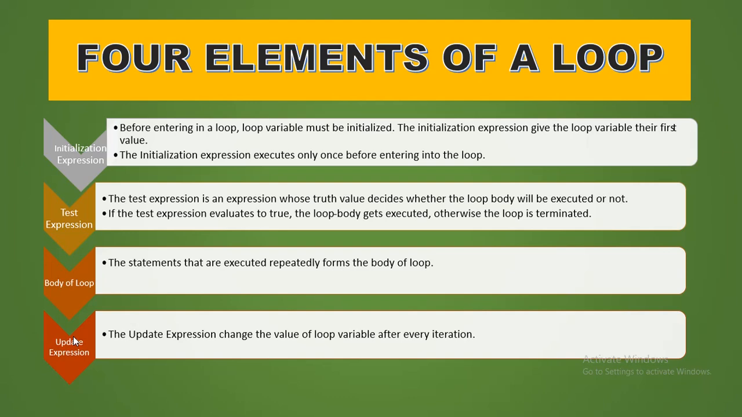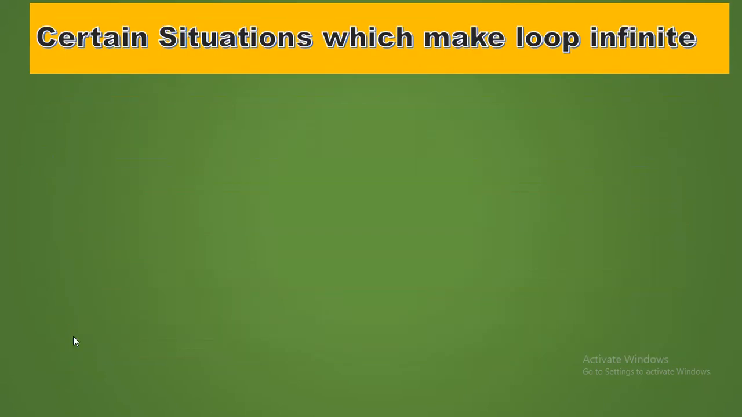Test expression means we have to check every time a test expression or a condition. If that condition evaluates to true, loop body will get executed, otherwise the loop body will get terminated. Body of loop means the statements that are executed repeatedly are known as the body of loop. Update expression means the expression which is going to change the value of loop variable after each and every iteration.